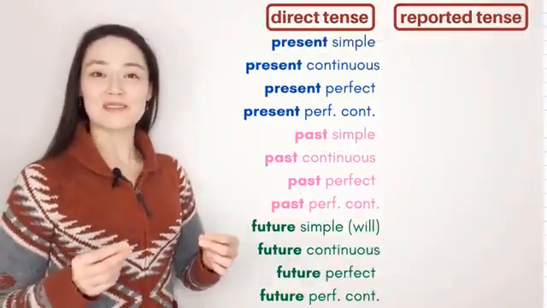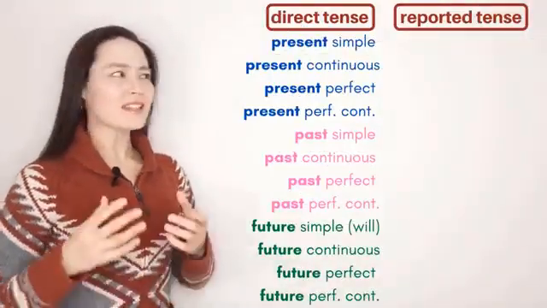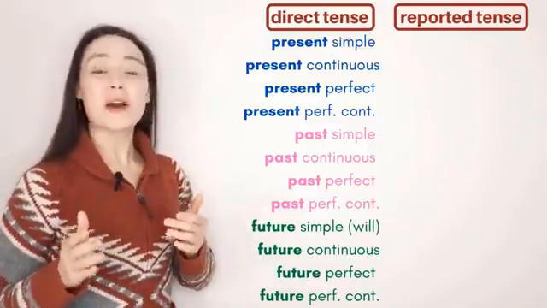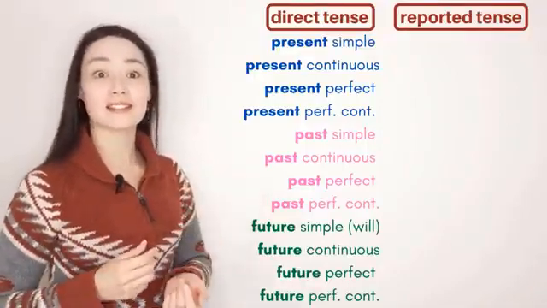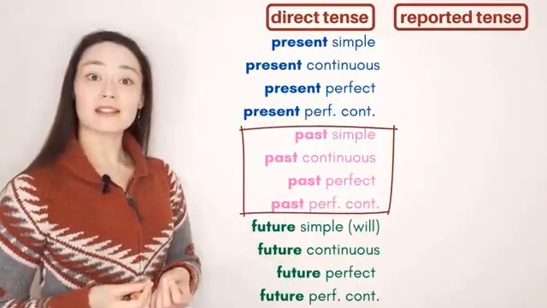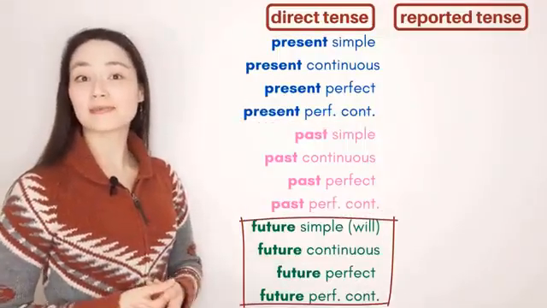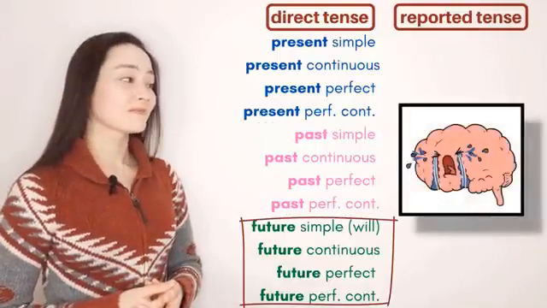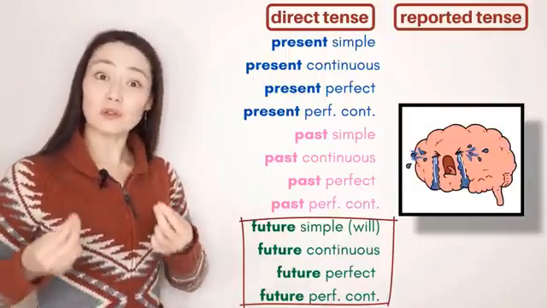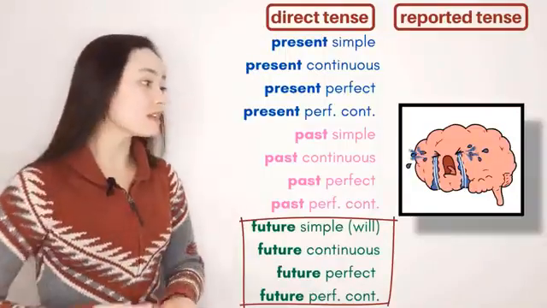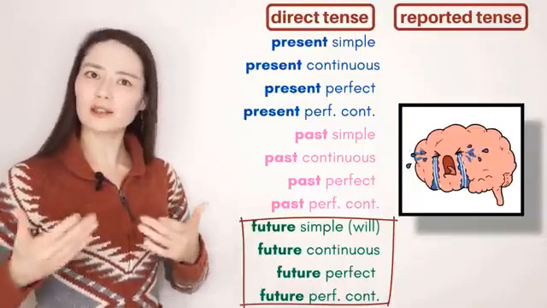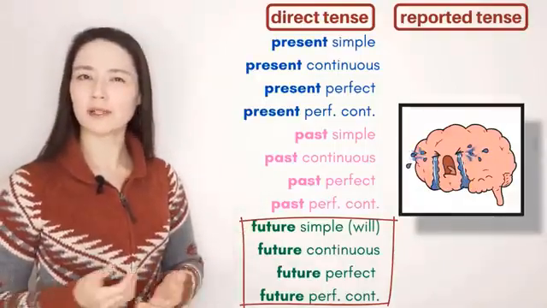Okay, so let's keep going. Let's continue with this whole backshifting business. We know in English there are 12 basic tenses. I have my present tenses, my past tenses, and my future tenses. Brain, please don't cry. If you don't know how to use all of these tenses, in today's lesson it does not matter. We are just looking at backshifting, so don't worry.